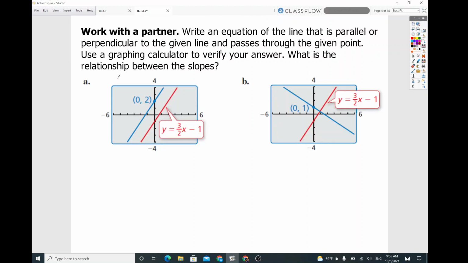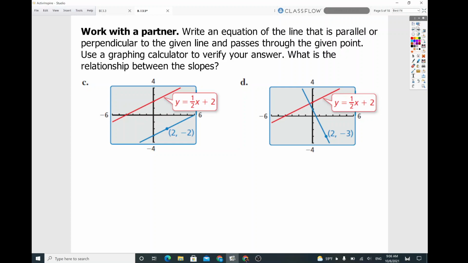Here are some practice problems that you can work out by yourself or with your partner. Okay, so parallel lines, perpendicular lines, making the line here.